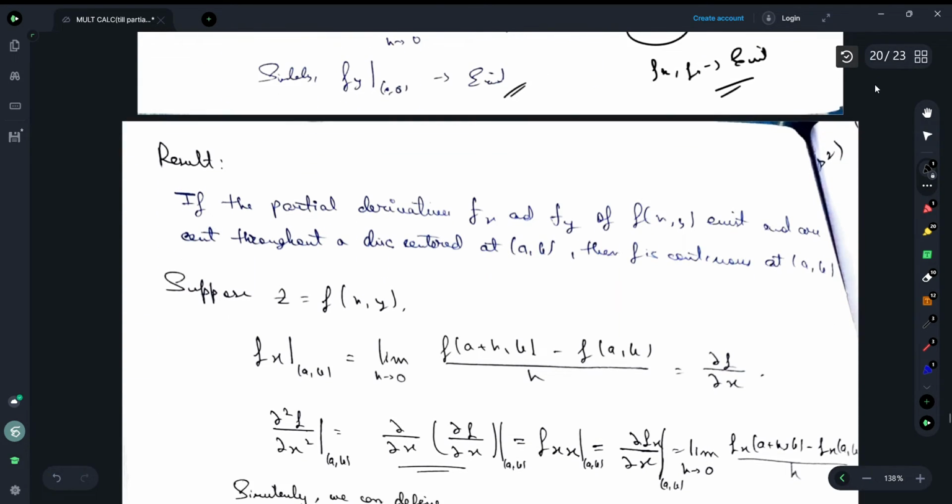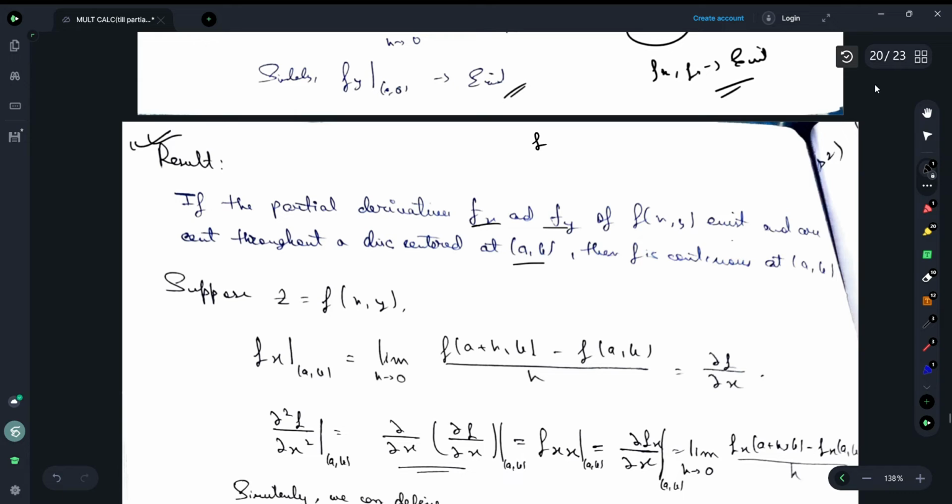Is it clear? Result. This is a very important result about continuity and partial derivatives. If the partial derivatives fx and fy of f(x,y) exist and are continuous throughout a disk centered at (a,b), then f is continuous at (a,b). Is it clear?